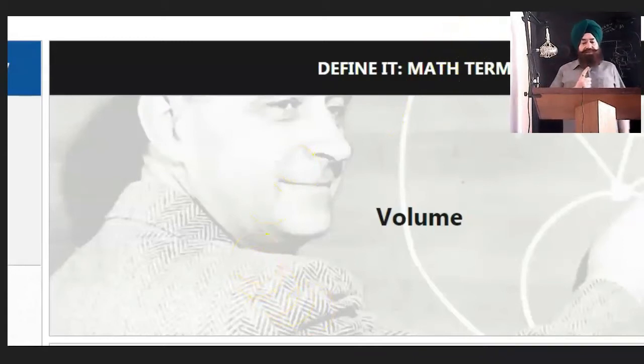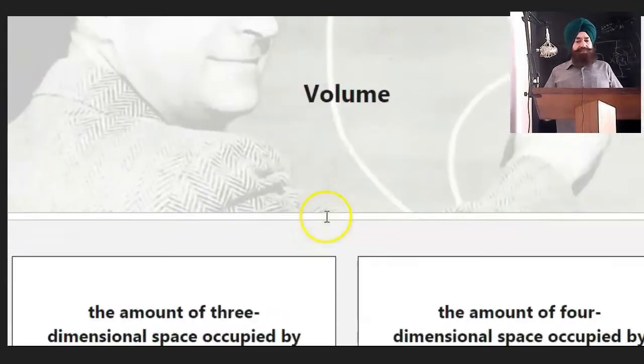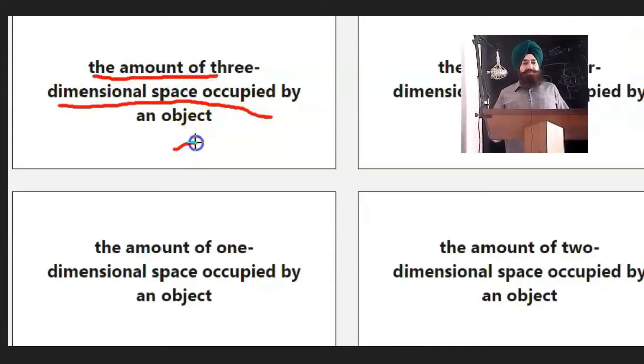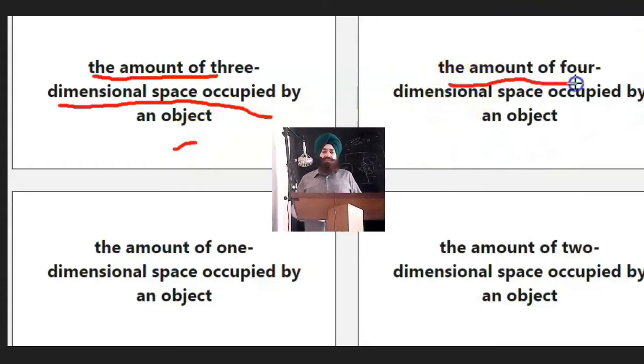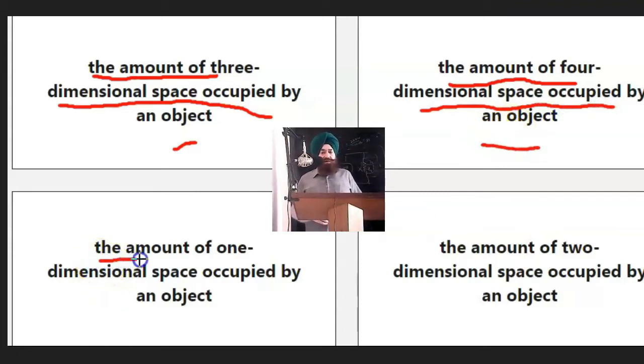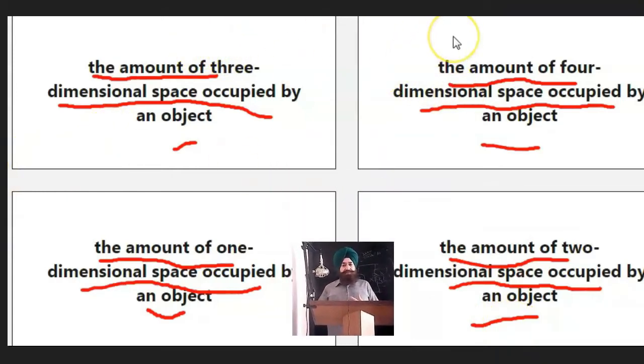The first question is about volume. What is it? I'm giving the choices. There are 4 choices. Number 1, the amount of 3-dimensional space occupied by an object. The amount of 4-dimensional space occupied by an object. The amount of 1-dimensional space occupied by an object. The last one is the amount of 2-dimensional space occupied by an object. Okay, now time starts. Give the correct answer.